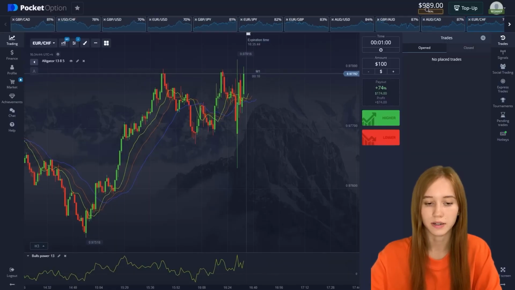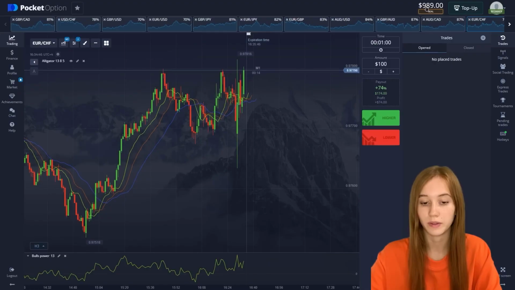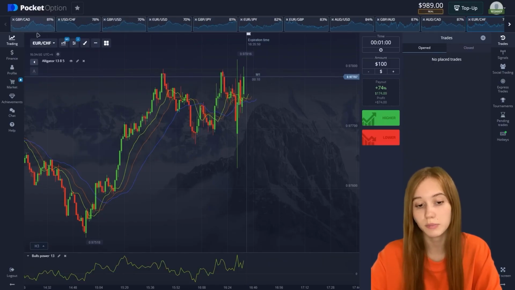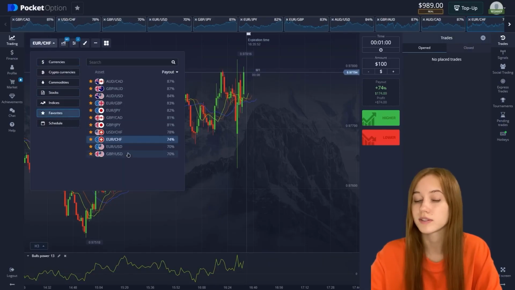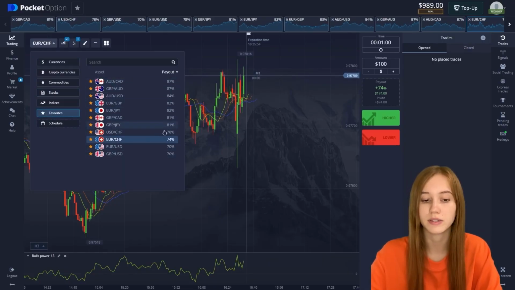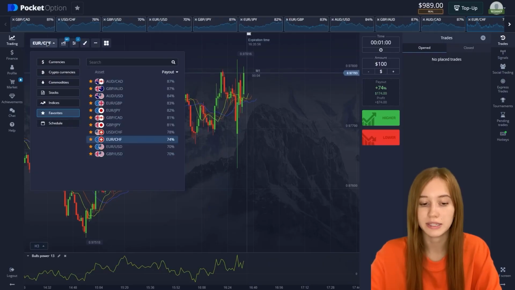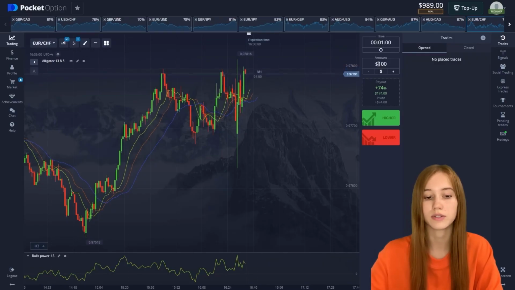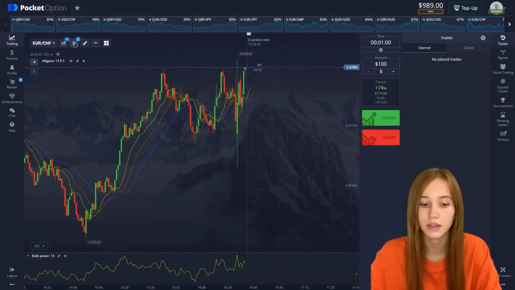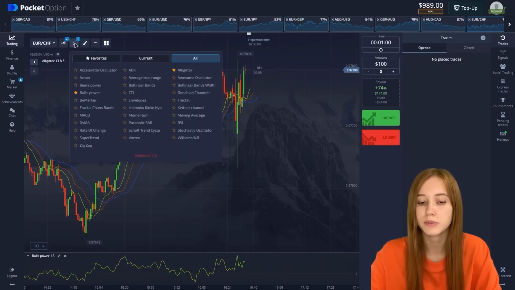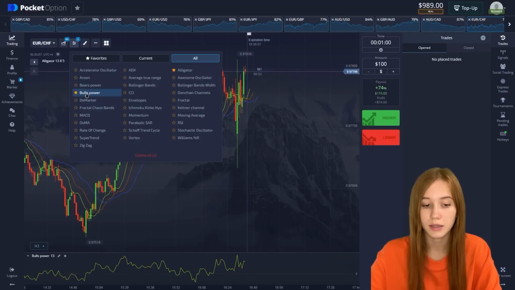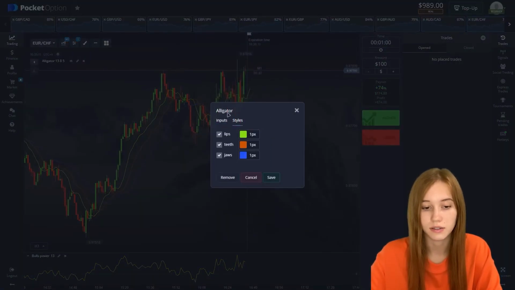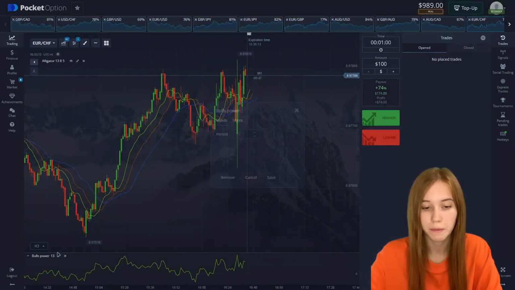So we started with $100 and now we have almost $1,000. For trade concepts, I recommend choosing more than 70% payments. We traded on minute deals. The deal amount was $100. Also today we used two good indicators. This is a Bulls Power and an alligator indicator. Let me show you the settings. You can copy it. This is Bulls Power.